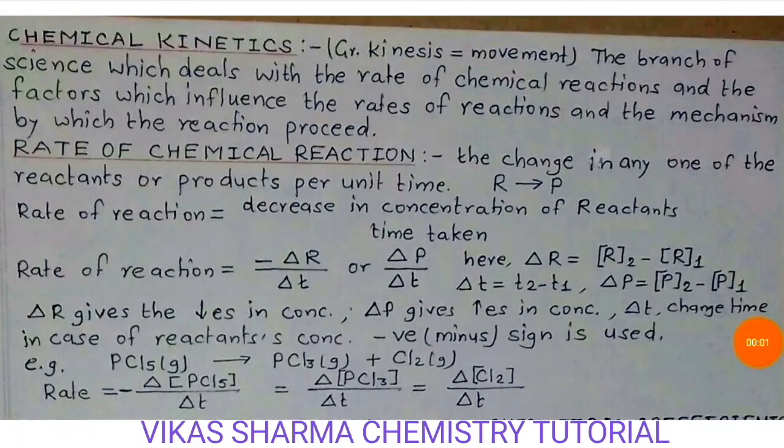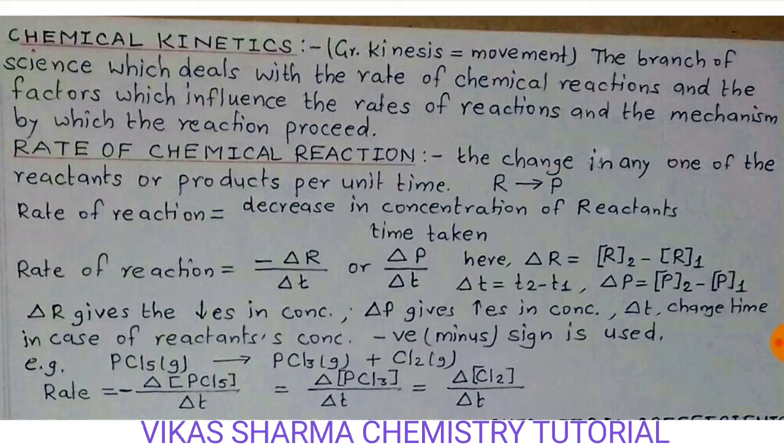Dear student, good morning. Today we start a new segment, chemical kinetics, in the Greek language. Kinesis means movement. It is the branch of science which deals with the rate of chemical reactions, the factors which influence the rates of reaction, and the mechanism by which the reaction proceeds. So this branch of science is known as chemical kinetics.